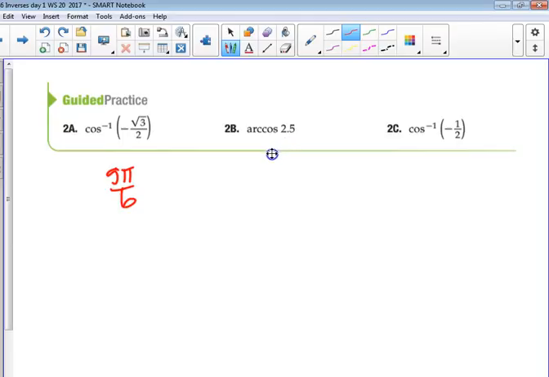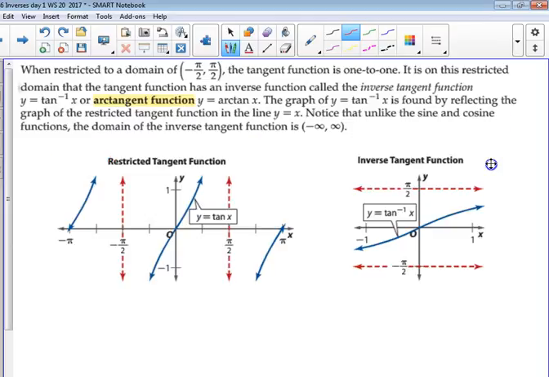Okay. And there are some we can actually do that aren't on the unit circle, but for this question, does cosine ever go up to 2.5? Not possible. This one says, where's the cosine -1/2? What angle has a cosine or inverse cosine of -1/2? Everybody okay? All right, last one is tangent.